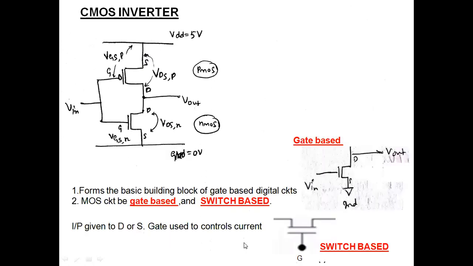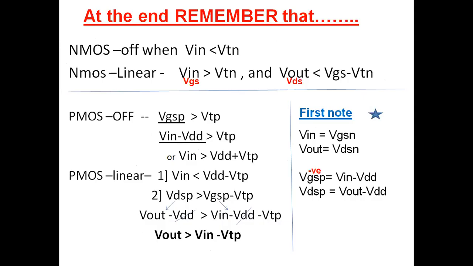So here, based upon these VGS comma P, VDS comma P, VGS comma N and VDS comma N voltage values, these devices can be staying in three regions: active or saturation or cutoff region. And I also told you that this NMOS and PMOS will be in off region or in linear region based upon these equations.